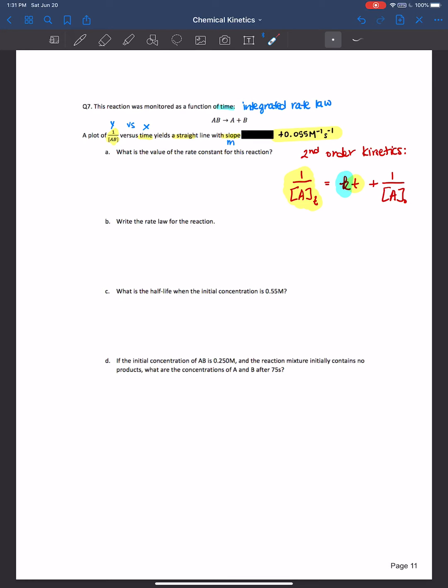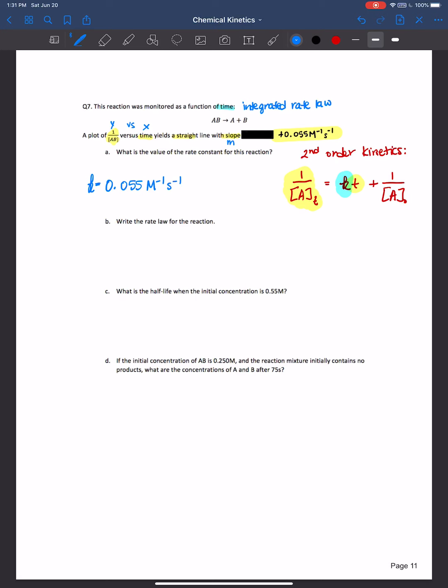All right, so the first question is asking us for the value of the rate constant for this reaction. k is equal to 0.055 inverse molar inverse seconds. Always use the units for k since they're different for every reaction mechanism.